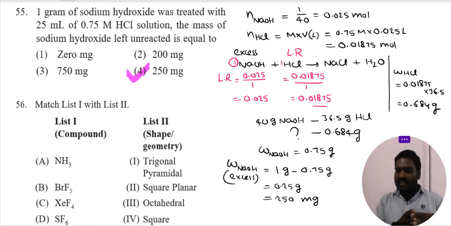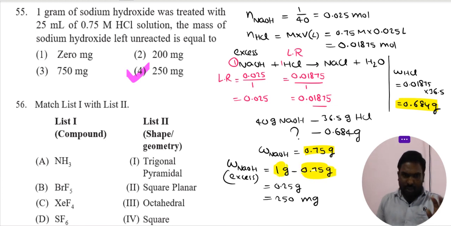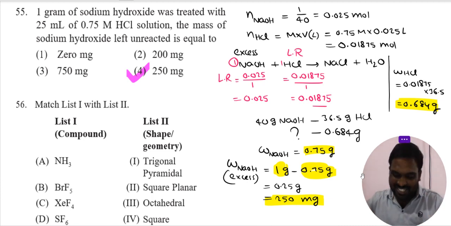So the limiting reagent we have to calculate. The limiting reagent is HCl. From HCl moles we have to calculate the weight. For this, how much NaOH reacted? How much given? 1 gram. How much consumed? 0.75 grams only consumed. Then how much is unaffected, not reacted in the reaction? 250 milligrams. So this is somewhat lengthy among all the questions, but the remaining are all easy.